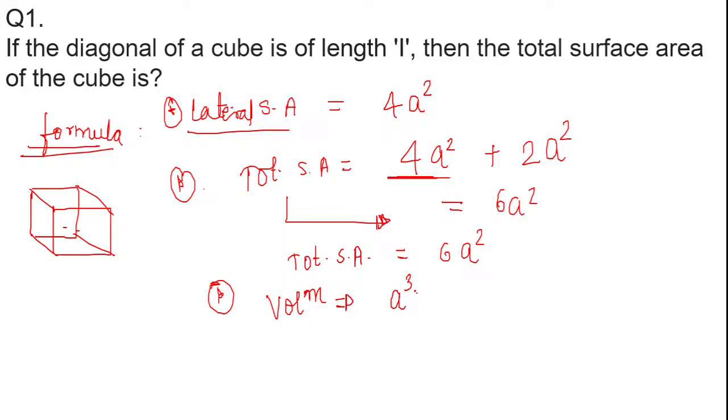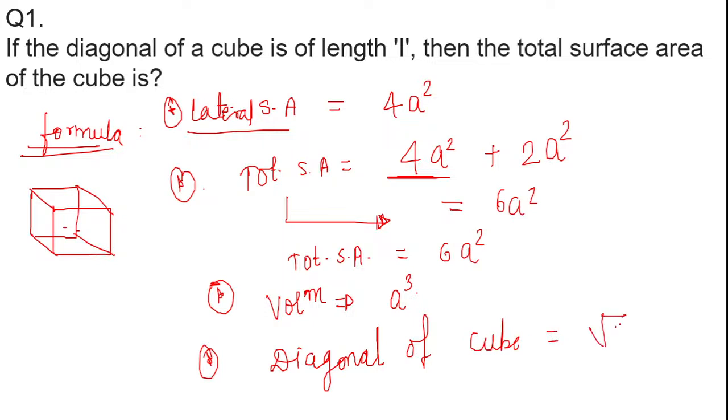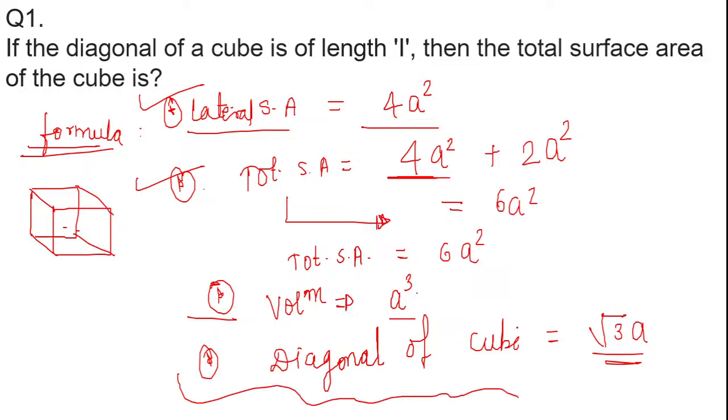And sometimes a question can be asked based upon the diagonal. So the diagonal of a cube is equal to root 3 a. So these are the 4 important formulas. Lateral surface area is equal to 4a square. Total surface area 4a square plus 2a square, 6a square. Similarly, volume a cube. Diagonal of the cube is root 3 a. Now based upon these formulas, we are going to solve this question.